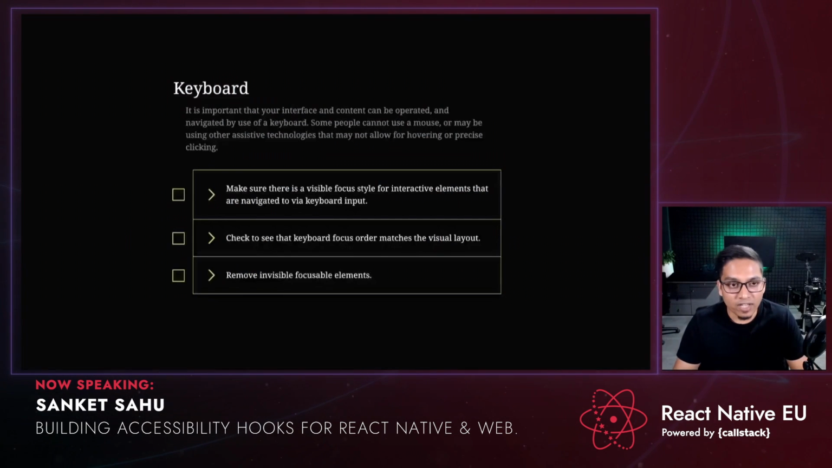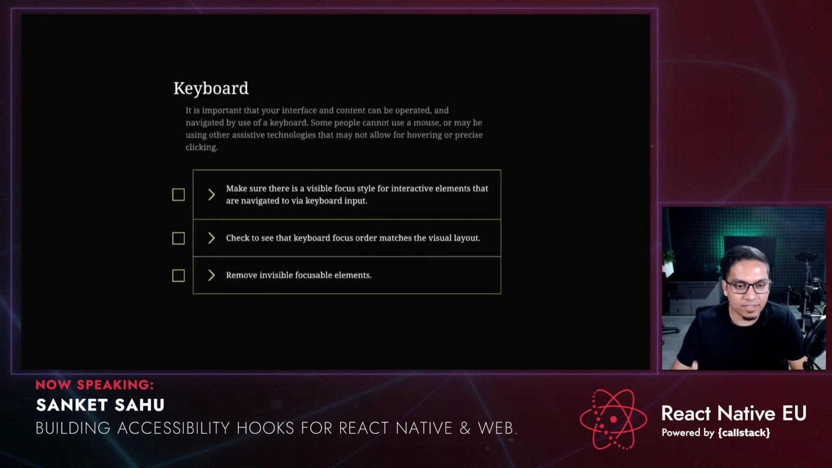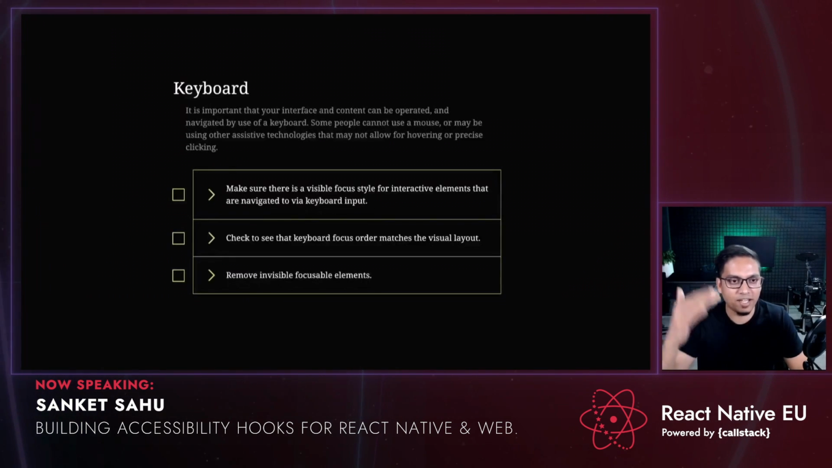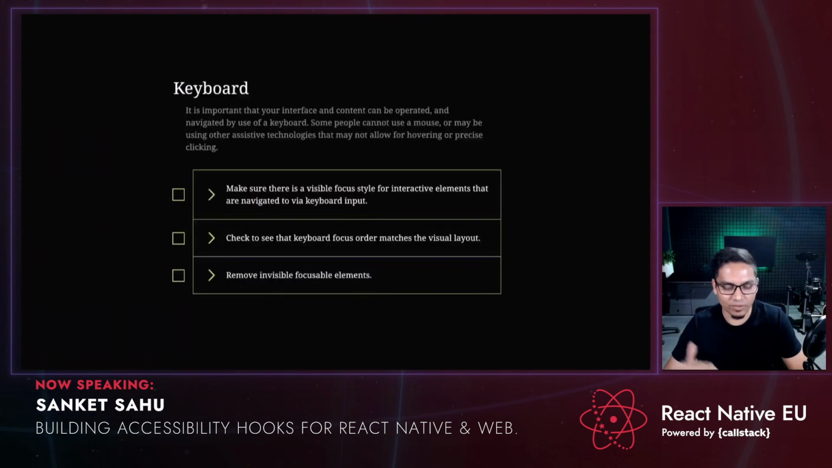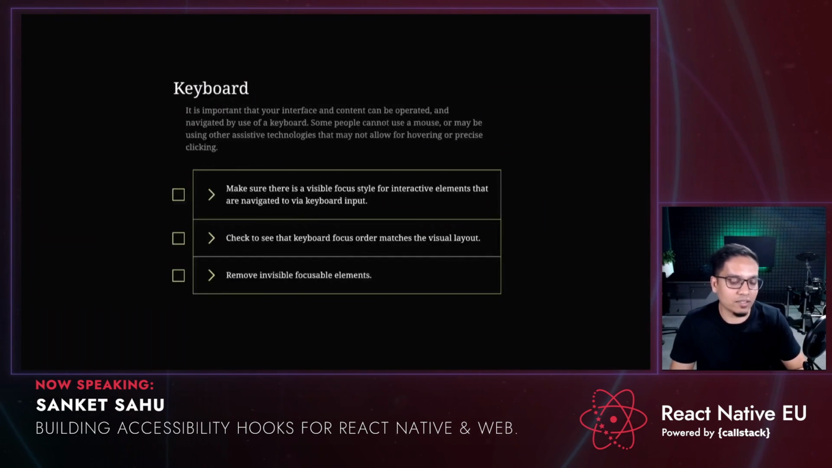Anyway, they also have a checklist, the A11Y Project. For example, for keyboard, they have these 3 things. Make sure there is a visible focus style for interactive elements that are navigated to via keyboard. Then, when you press tab, does it maintain the same order as per the visual layout, or does it jump from the first one to the 4th one and then go back to the 2nd one? And then a lot of things like this are in their checklist, and they have a very nice write-up around it.